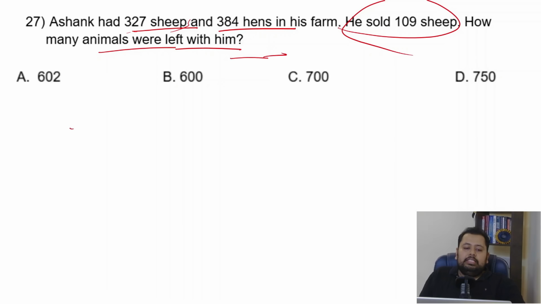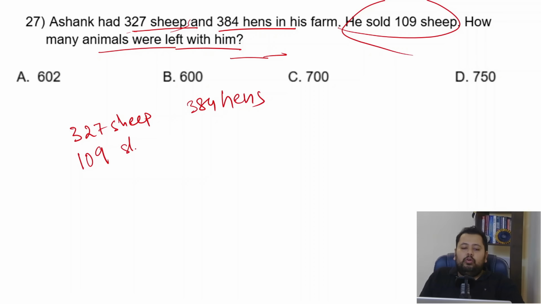So there were 327 sheep and 384 hens, and out of this 109 sheep were sold, right? This is sold, this is gone, right? Now you have to find out how many animals were left. Pause the video, solve it first, and then look at the solution.